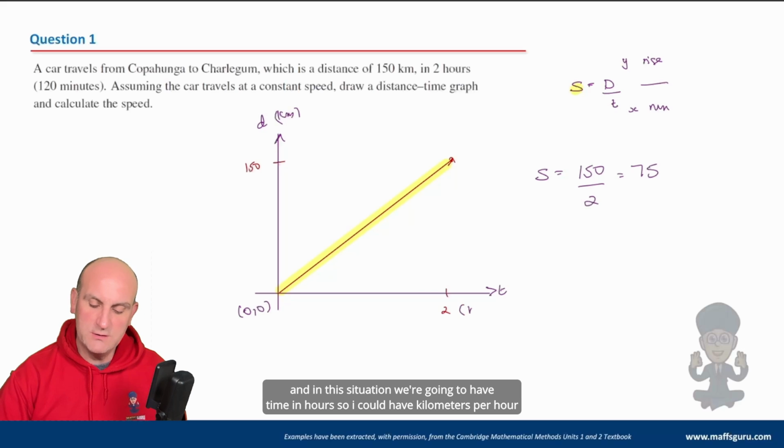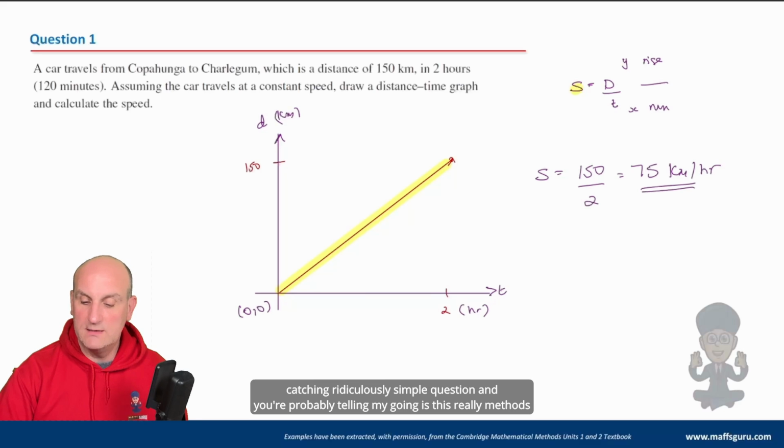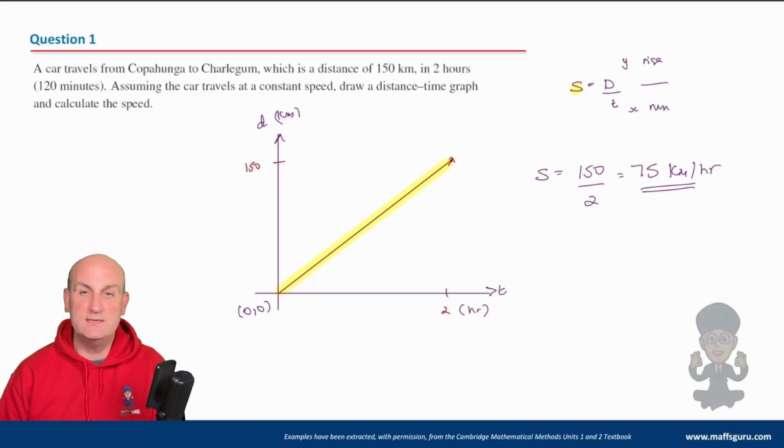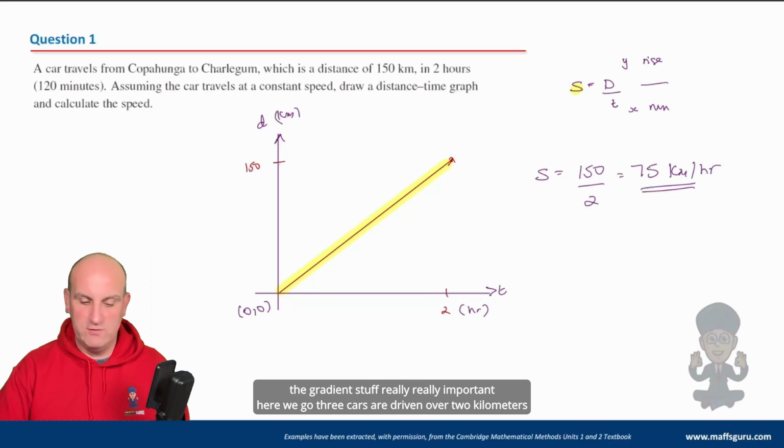And in this situation, we're going to have time in hours. So I could have kilometers per hour. Ka-ching, ridiculously simple question. And you're probably turning around going, is this really methods? The gradient stuff, really, really important.